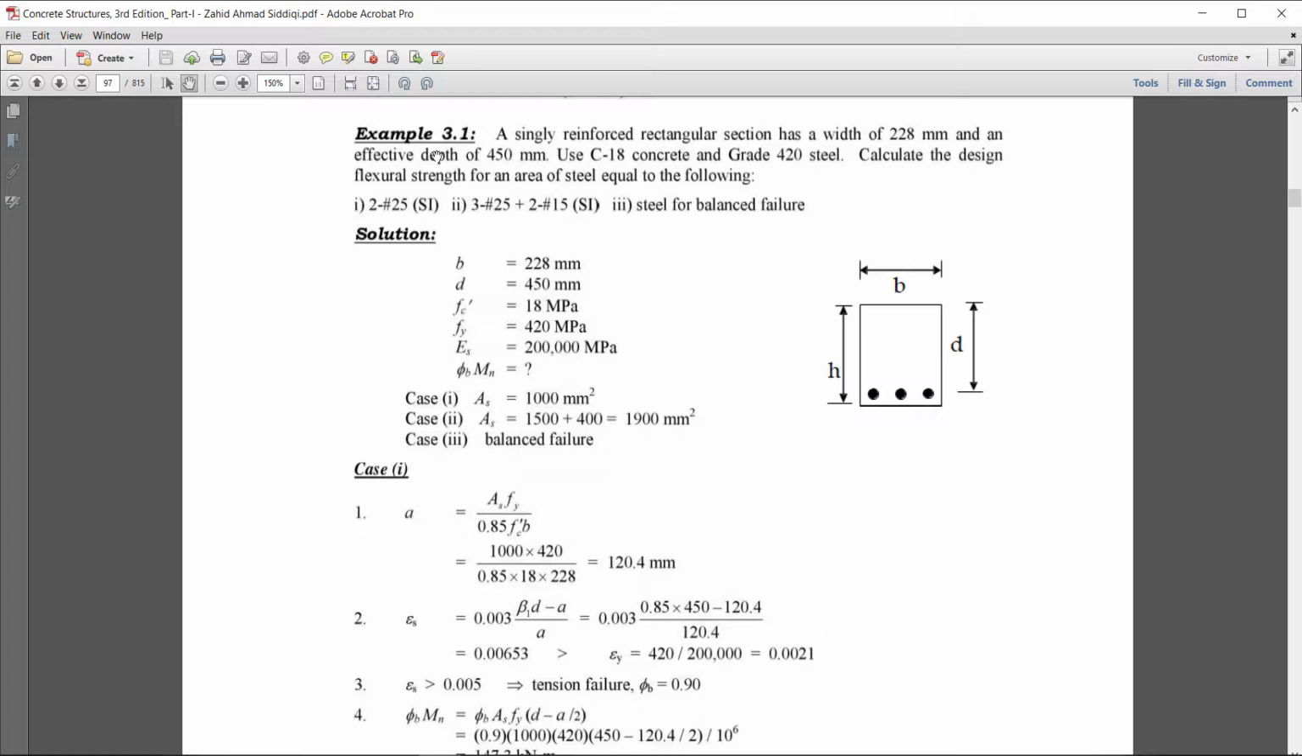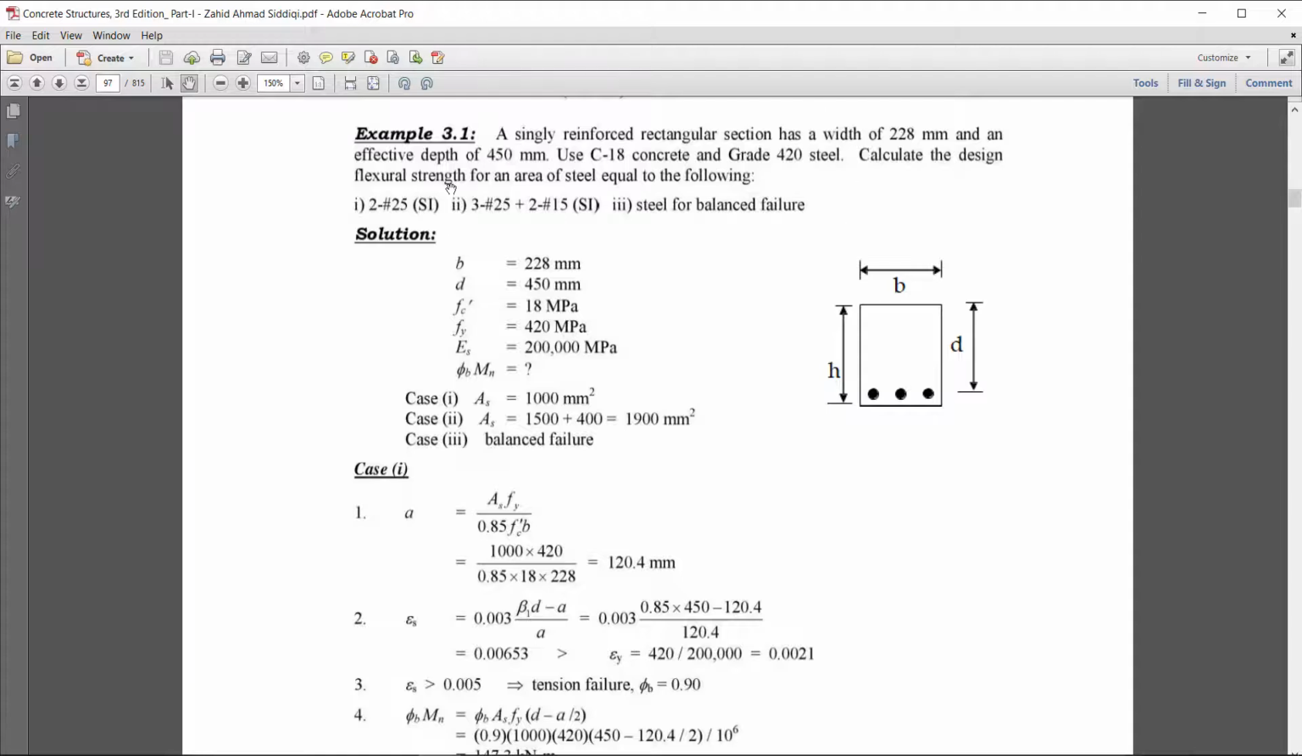Example 3.1. This is the same example that I dictated in the previous lecture. A singly reinforced rectangular section has a width of 228 millimeter and an effective depth of 450 millimeter. Not the height, the effective depth, that is 450 millimeter. Use concrete 18, which means 18 megapascal, and grade 420 steel, which means Fy is 420 megapascal.